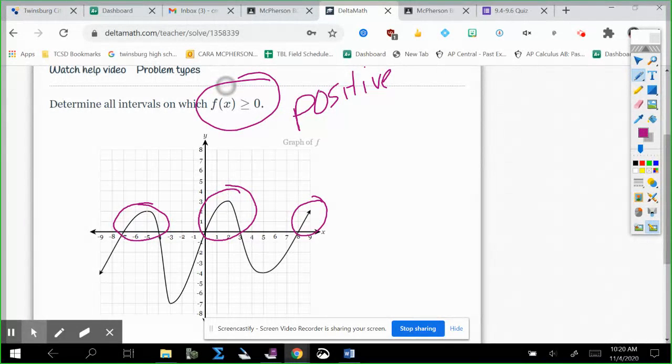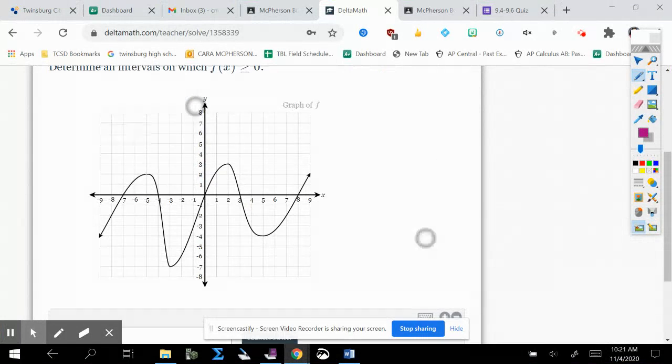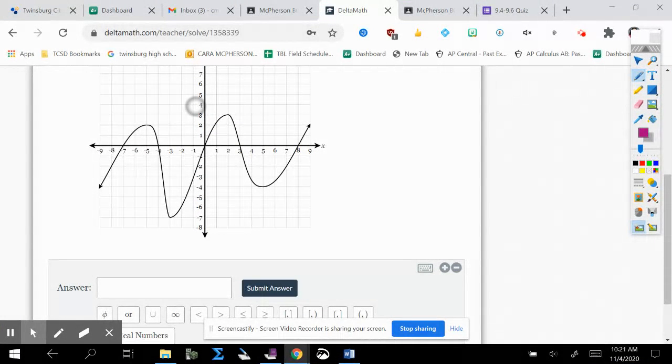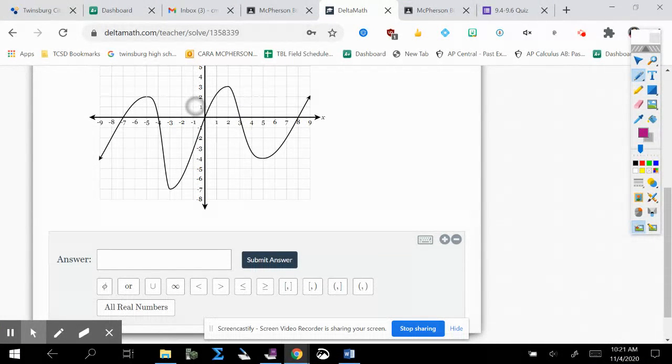I think this is easier to write with brackets and parentheses personally rather than the inequality signs. So I'm going to go back to that notation. So from negative 7 to negative 4, I am going to put this in brackets.